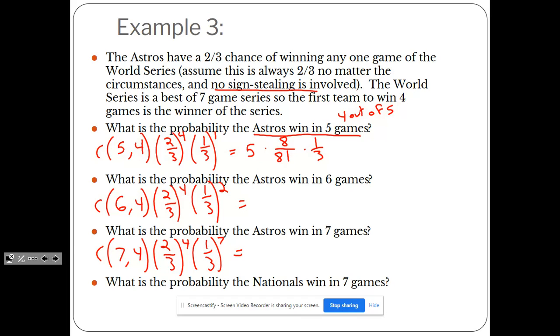Okay, big key on these, oops, this should be the 3rd power: make sure your exponents always add up to your number of trials. If they don't, then you've got something off.